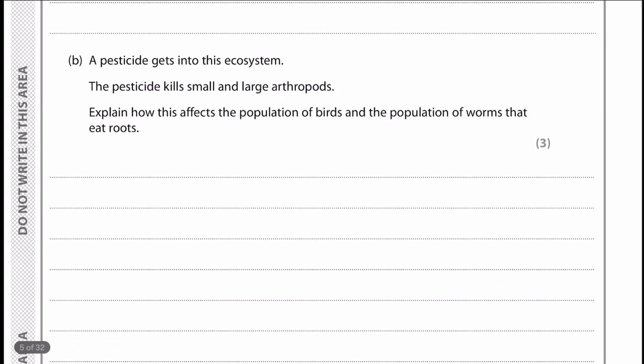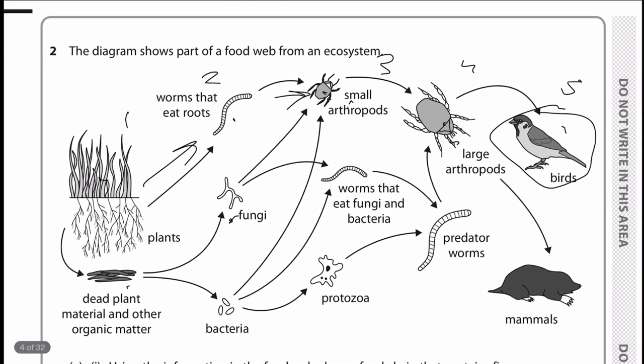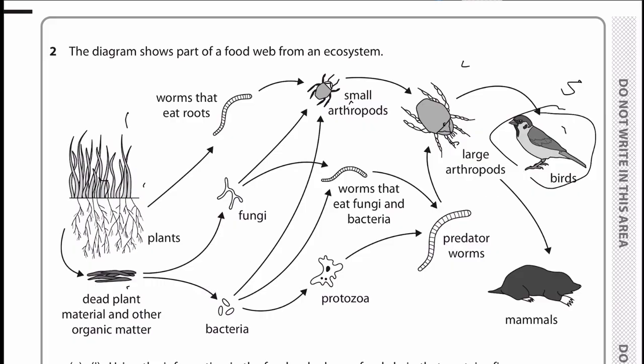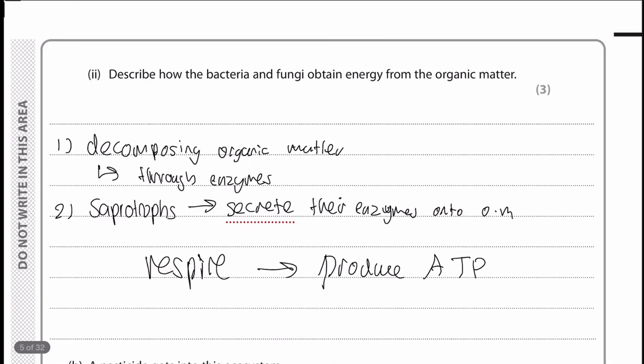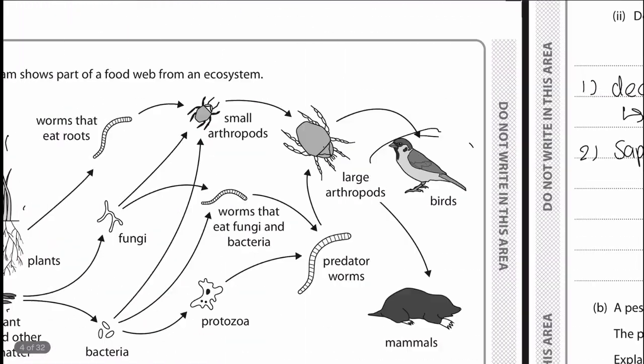B. A pesticide gets into this ecosystem. The pesticide kills small and large arthropods. Explain how this will affect the population of birds and the population of worms that eat roots. Okay, so there's a pesticide and it's killing the small and large arthropods. So let's have a look at our food web. I'll just erase our lines from before. So we know that this pesticide is going to reduce the amount of small and large arthropods.